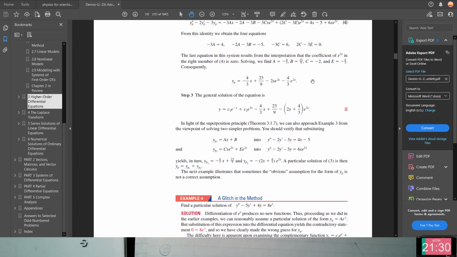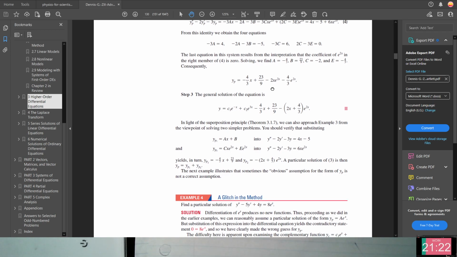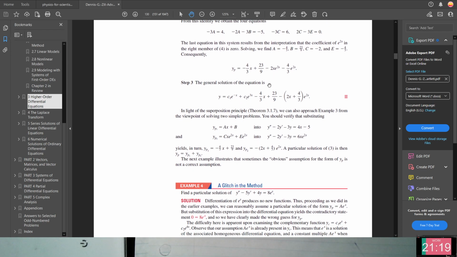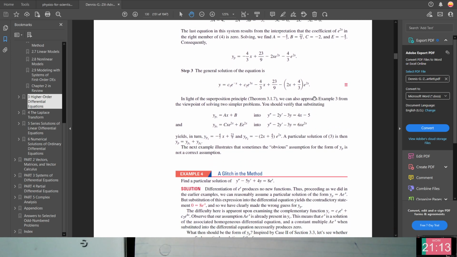General solution to the equation is y equals y_c plus y_p, with y_c equal to c1 e to the power of negative x. In light of the superposition principle, we can also approach example 3 by solving two simpler problems. Verify that substituting this yields in turn that. Oh, okay, exactly what I wanted to know. Now a glitch in the method. There's a glitch. Son of a glitch. When you said that, I knew they were trying to sneak something in.